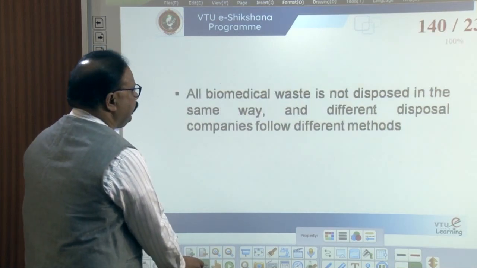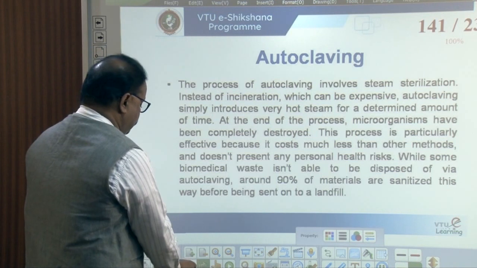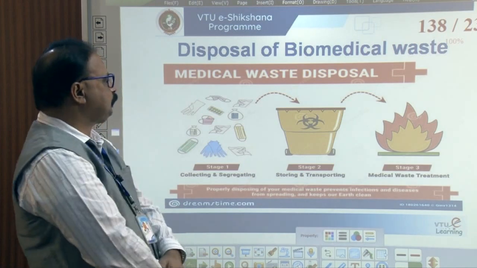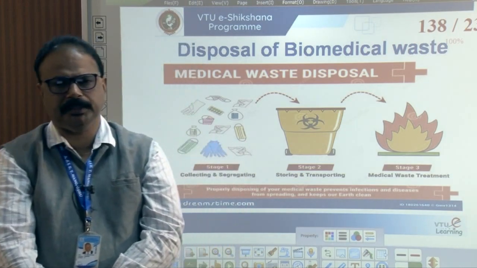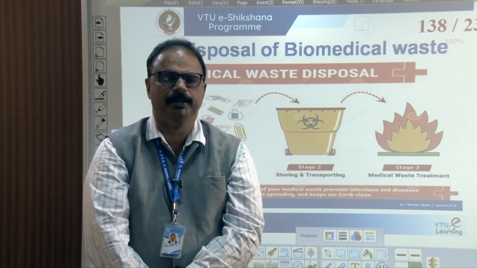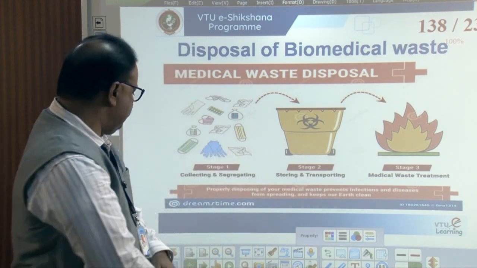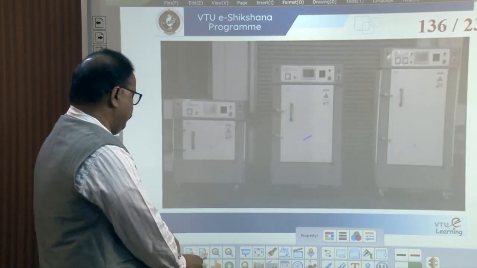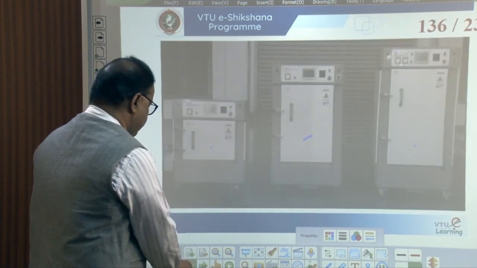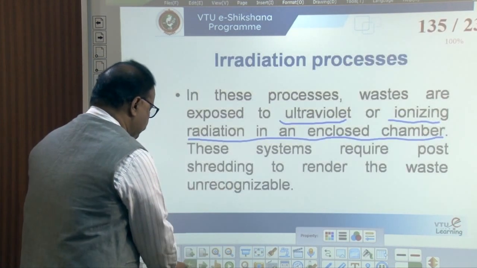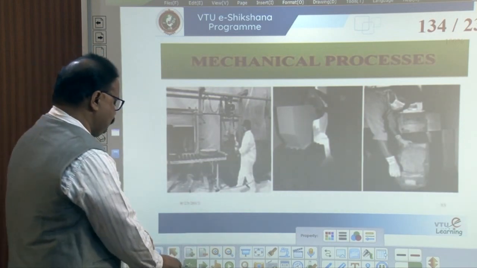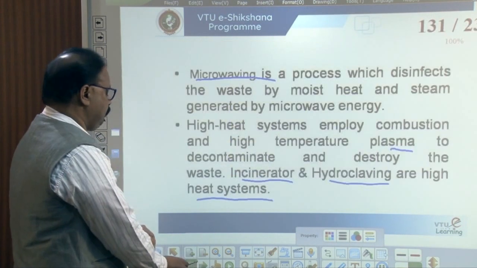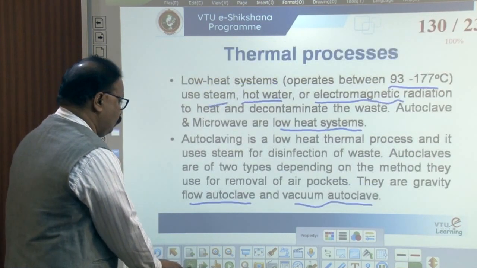Now we go one by one. The disposal of biomedical waste, the treatment of the biomedical waste, we have completed till here. The treatment, from biological to irradiation, is over. I explained the mechanical process, the thermal and chemical processes, all these processes.